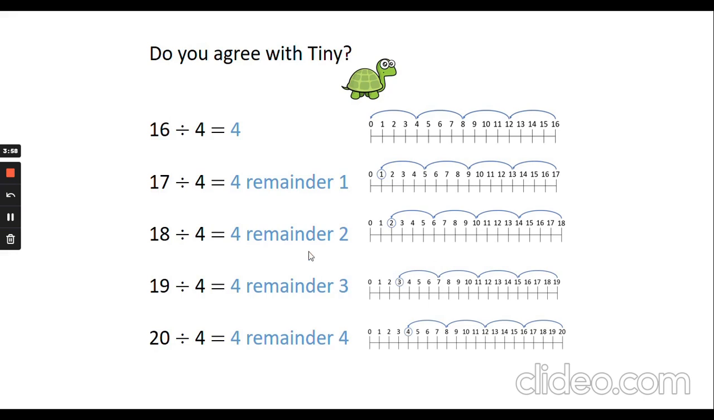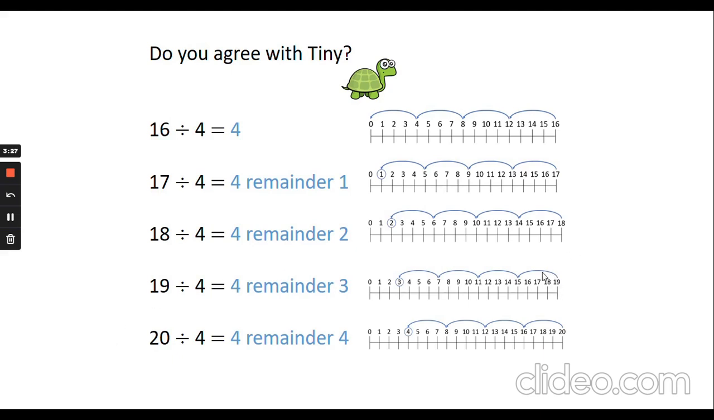18 divided by 4. He's jumped in his groups of 4. He can't make any more jumps. He can't make any more groups of 4 because there's not enough left. What has he landed on? He's landed on 2. So he's done 1, 2, 3, 4 jumps, and he's got 2 remaining. So he's written 4, remainder 2. That is also correct.